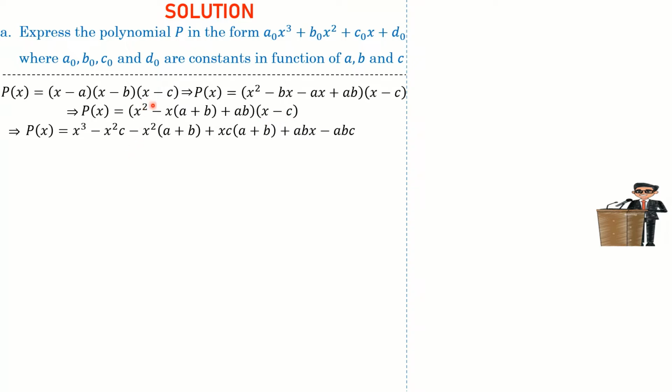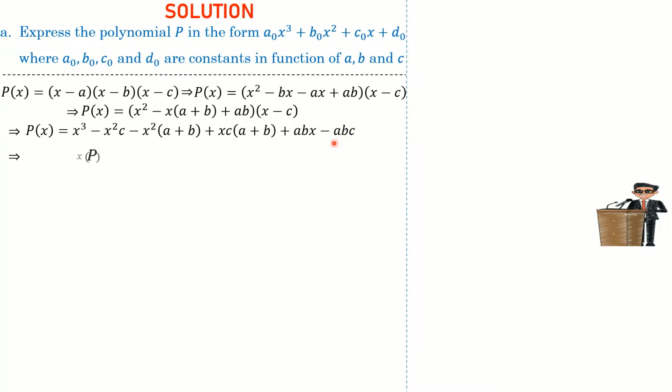So we begin with x squared. x squared times x gives us x cubed. x squared times negative c gives us negative x squared times c. Now we go to the next. Negative x into a plus b times x is negative x squared into a plus b. Negative x into a plus b times negative c is positive xc into a plus b. Now we go to ab. ab times x is abx, and ab times negative c is negative abc.